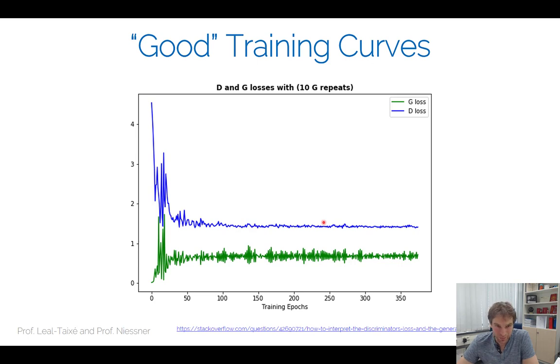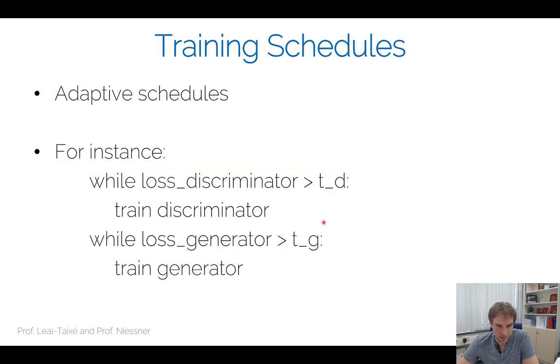Okay, I mentioned the training schedules. We've seen for discriminative networks, you need training schedules, like how to adapt your learning rate and stuff like that. We have the same thing here. Now the problem is we have to adapt both of them. We have to train the discriminator and the generator. I mentioned this in the alternating schedules. Basically what you do is you have these thresholds: while loss of discriminator is greater than threshold, train discriminator; while loss of generator is greater than loss threshold of generator, train generator, right?